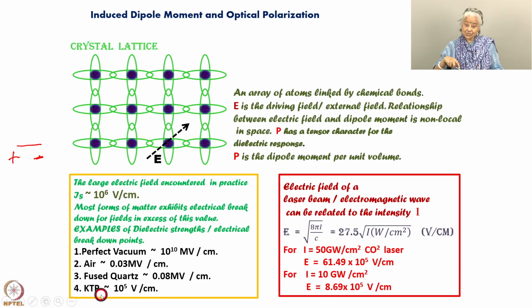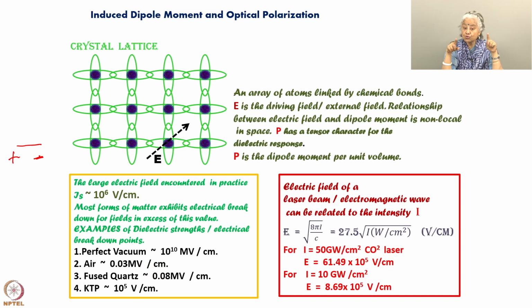And KTP crystal, which we use very often in lasers to get second harmonic generation, that is why I have put in this example, is 10 to the power 5 volts per centimeter. So, it will break down if I go above 10 to the power 5 volts per centimeter. But all the nonlinear effects in KTP will happen much before this value. Okay. So, this is just to tell you where breakdown occurs and where the nonlinear effects happen.